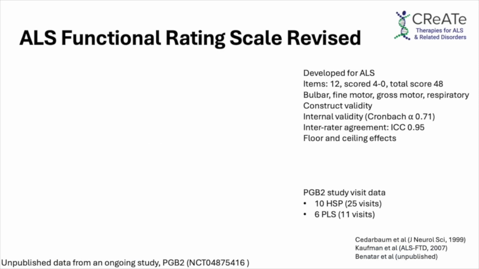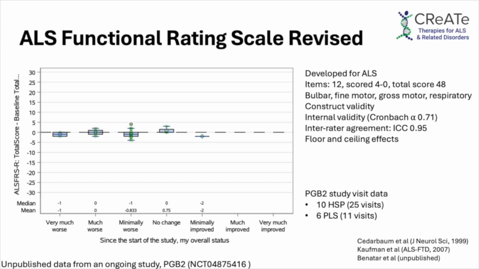So I'll show you what you already know to start. This is the ALS functional rating scale, and this is a small number. I'll just draw your attention to it here. This is from an ongoing study. It includes 10 HSP patients, 6 PLS patients, a total of 36 visits. And I'm going to restrict what I show you to those 36 visits because we have data on 3 different outcome measures. These are assessments performed every 6 months.